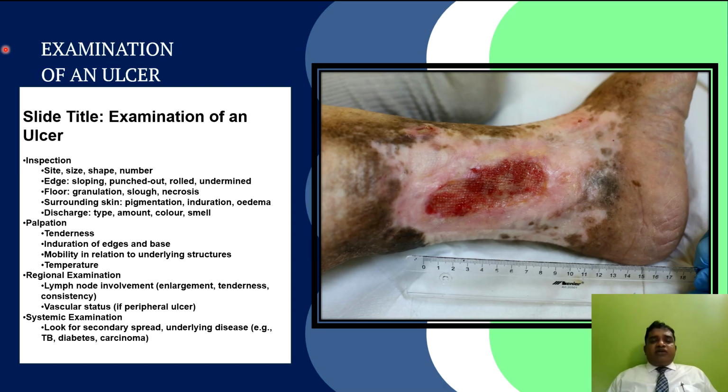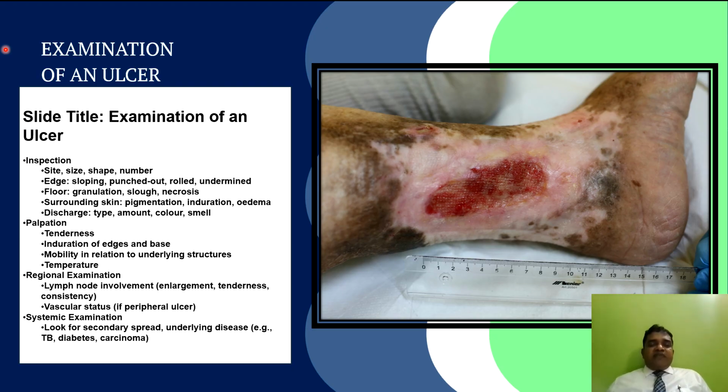When you palpate, you wear gloves, get permission from the patient, and gently do the palpation. Your main task is to identify the base. So check tenderness, induration of the edges and base, mobility of the underlying structures, and temperature. Regional examination is important. Next, examine the lymph nodes, tendon involvement, and vascular status. Systemic examination is also relevant for some patients. It is better to do a systemic examination because it will influence the healing of the ulcers.